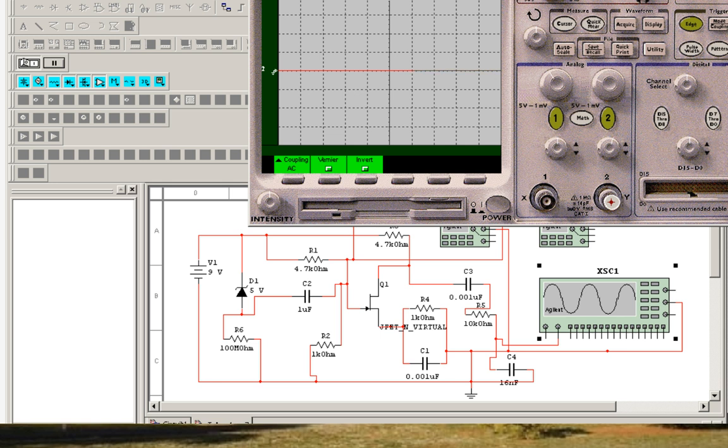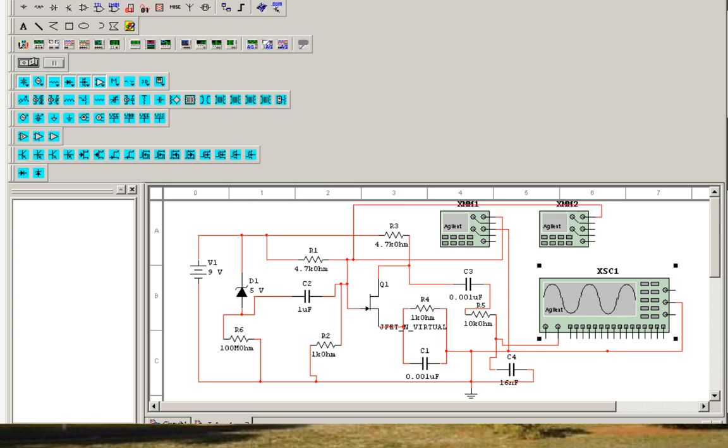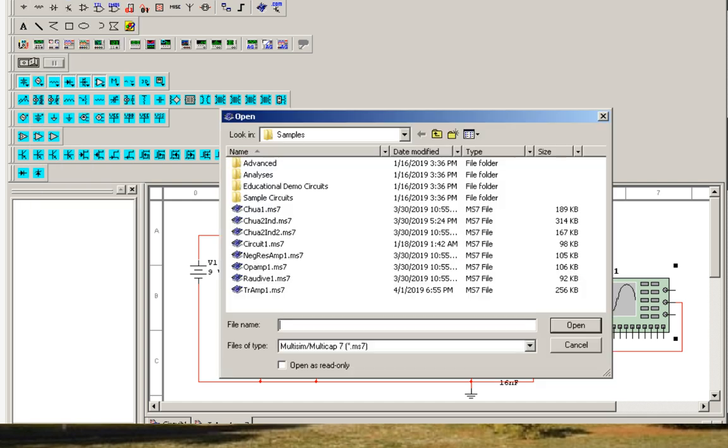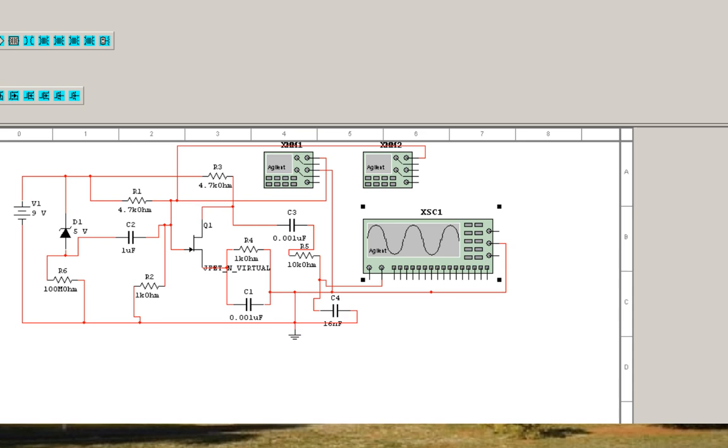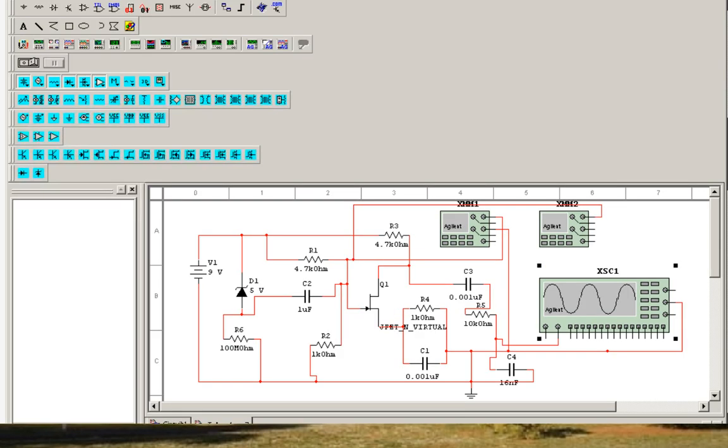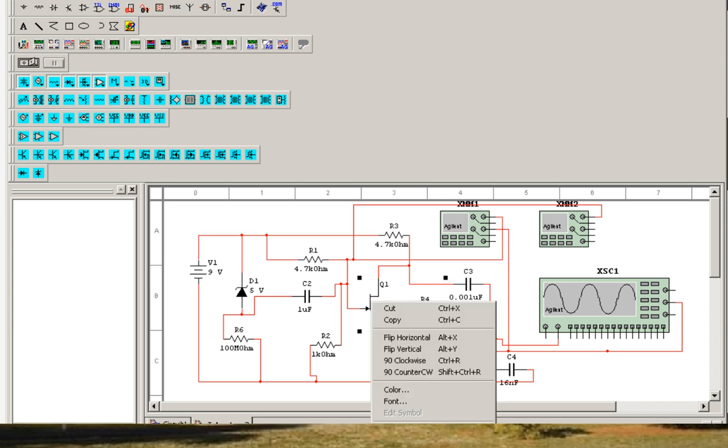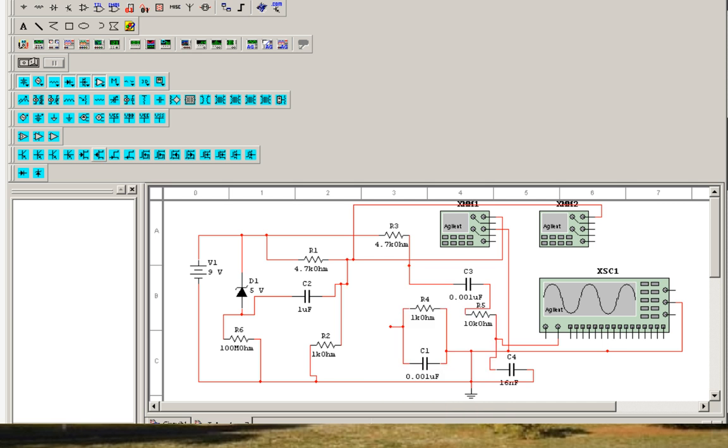Damn it, you know what I want to do? Oh, you know what it did? It automatically saved us. I can fix it.